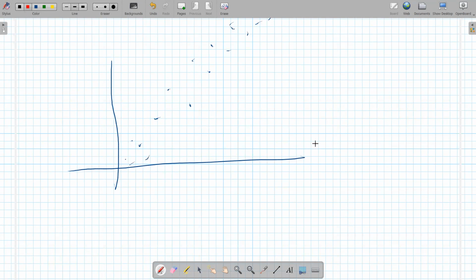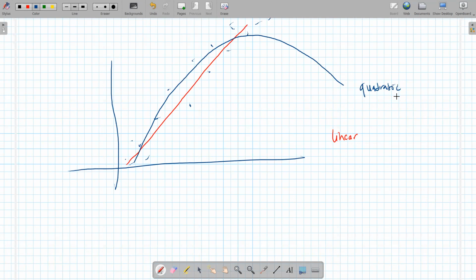What's a good model here? A linear model, which looks like this, or a quadratic model, which looks like this. Which one's better? A linear one. Why? It depends on how well it fits, yeah? For it to be quadratic, it needs to drop down, and we have no indication of anything dropping down. So quadratic is not valid here, okay?